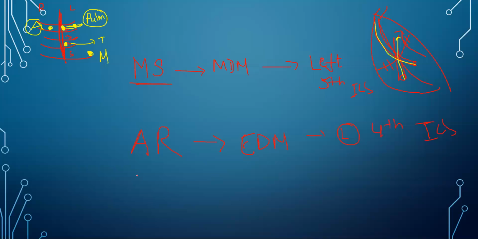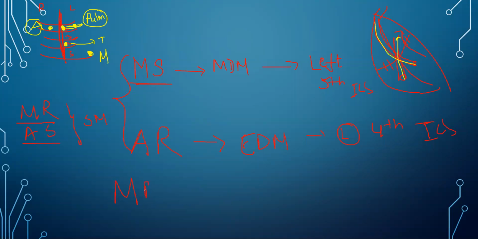Okay. After that, think about what is left. So we have done MS. The other part of MS is mitral regurgitation, and we have aortic regurgitation. So what is left in the aortic? Aortic stenosis, right? Now these two will be systolic murmurs.